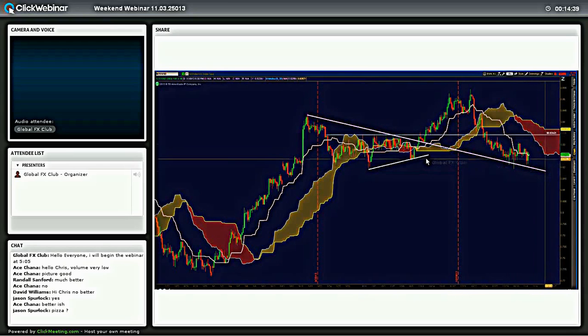We also have this broken trend line offering some support. In my opinion, if we get that break below that trend line, then we can look at possible shorts for Kiwi dollar.